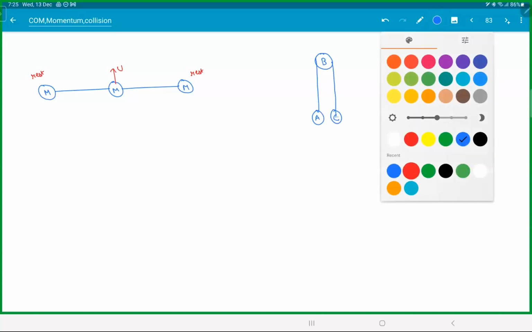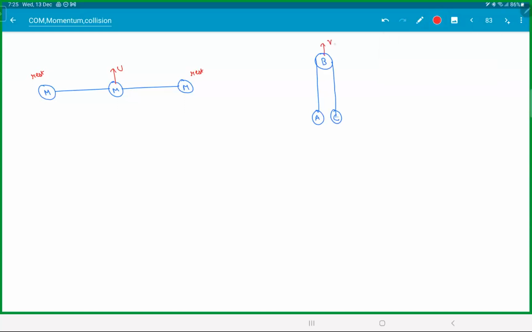Now understand, they will have the same velocity in the upward direction, VC. Let's call it V common basically. This will be VC, this will be VC. Why? Because the string is tight, isn't it? If the velocity is not the same, the string will become loose. Velocity along the string has to be the same.